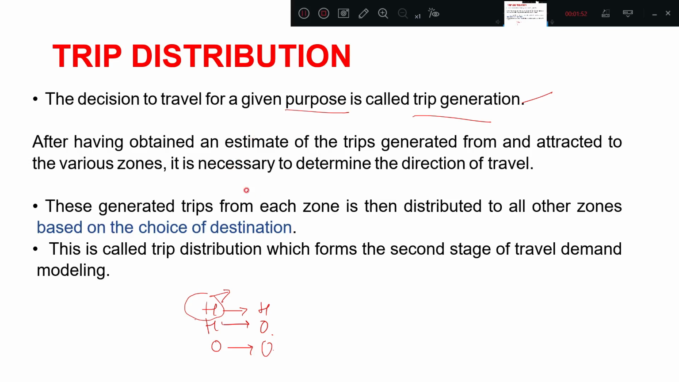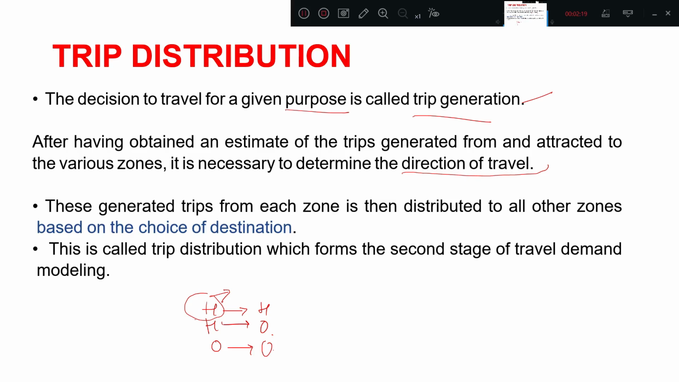So here in trip generation we have seen that after having obtained an estimate of trips generated from and attracted to various zones, it is necessary to determine the direction of travel. So this is the direction of travel, where in trip distribution we need to emphasize, right?